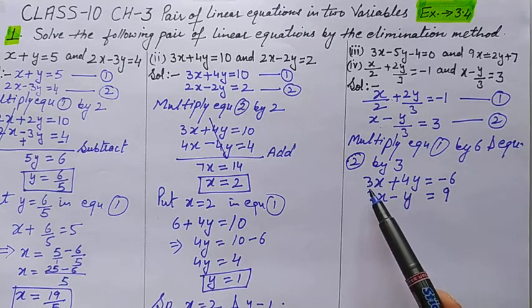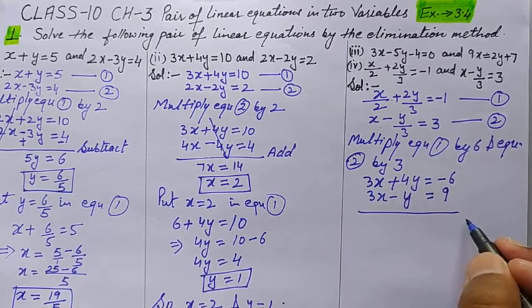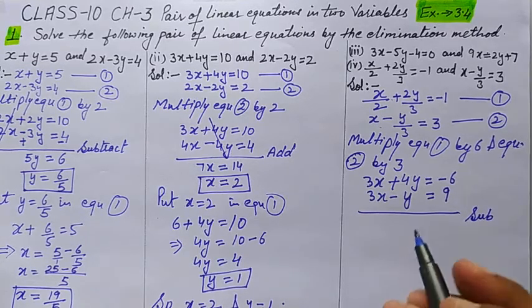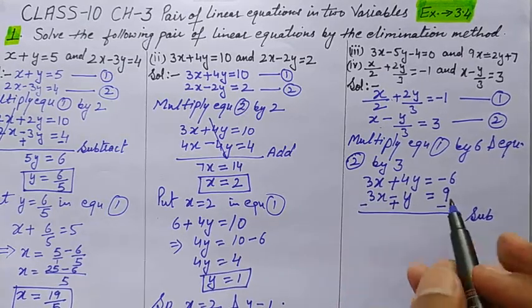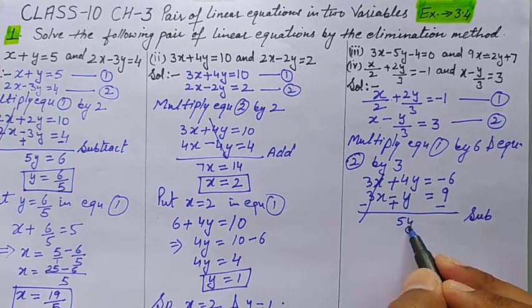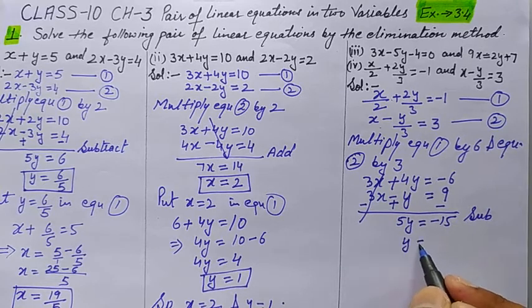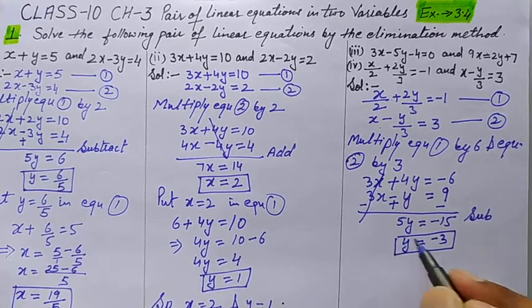Now the signs of this 3 and this 3 are also the same, so we will subtract these equations, because when the signs are the same we have to subtract to make the signs different. So it becomes minus, it becomes plus, here minus. So let's see, it will be cancelled. 4y plus y is 5y is equal to minus 15. So y is minus 15 over 5, which is minus 3. So the value of y is minus 3.